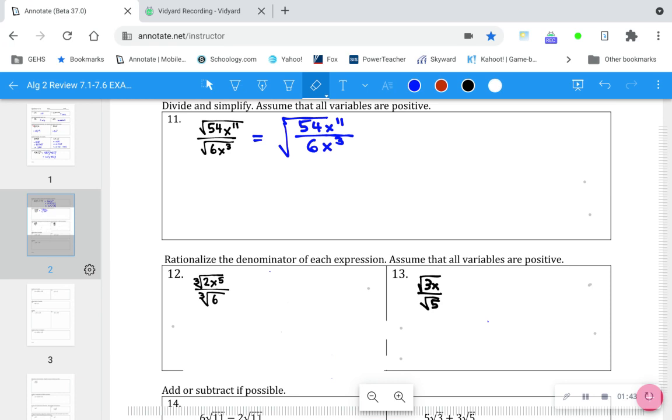And you see that when I put it underneath one radical, you can simplify underneath there. And you get 9 when you take care of the 54 over 6. And x to the 11 over x to the third, subtract your exponents. Now this happens to be a perfect square from here, so just take the square root of both parts of it.